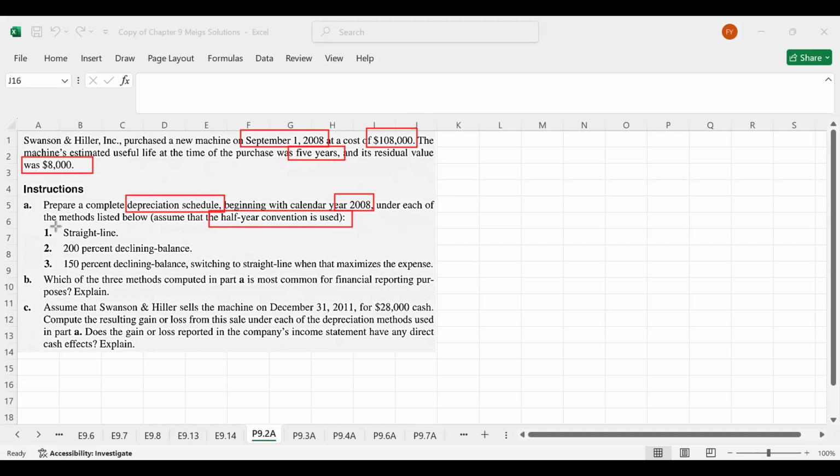So we have three depreciation methods: straight line, 200% declining balance method, and 100% declining balance method. And another thing, switching to the straight line method when that maximizes the expense. So we will switch from declining balance to the straight line method in part three.